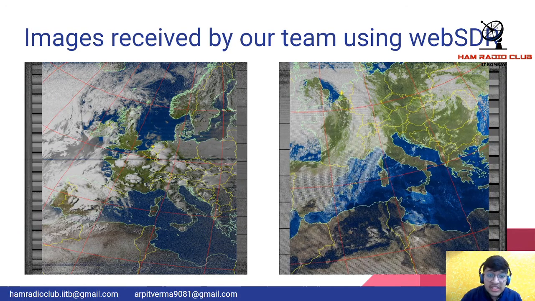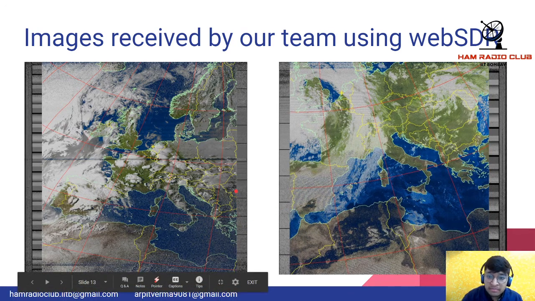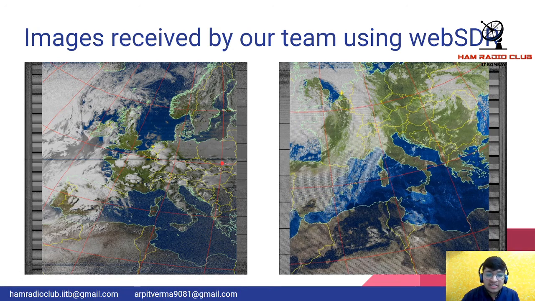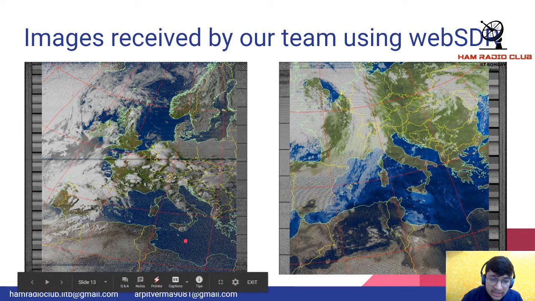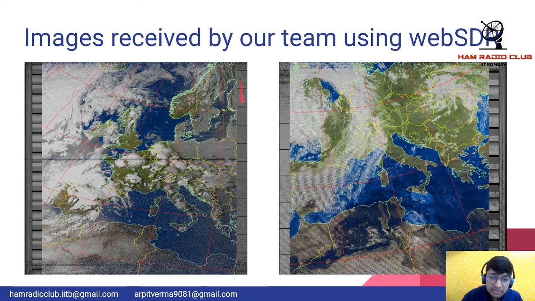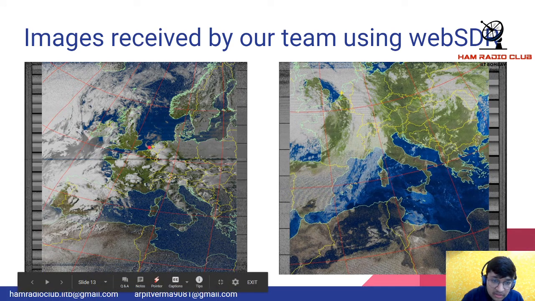Then these are the images received by our team using the Netherlands Web SDR. So you can clearly see that this is an image of the Earth from a far away location, from space. If you are good at geography, this is Italy, this is the shape of Italy, and this is Norway, Sweden, Finland. So this is basically Europe because we are tracking through Netherlands somewhere here. So you can see the plus sign here.